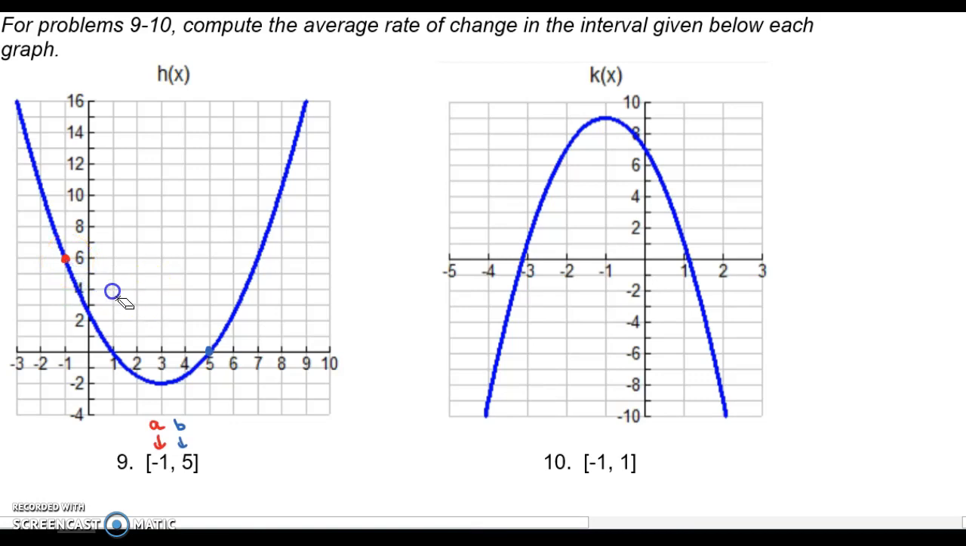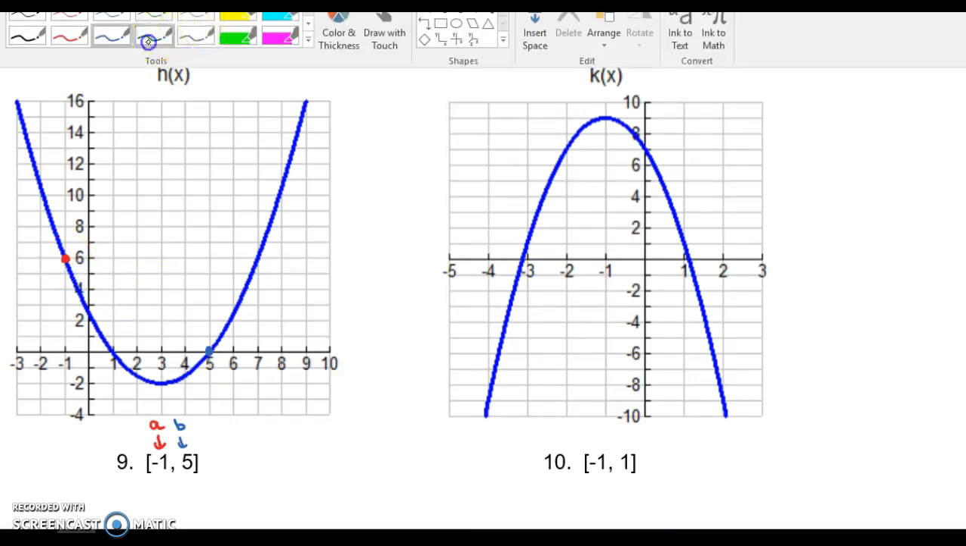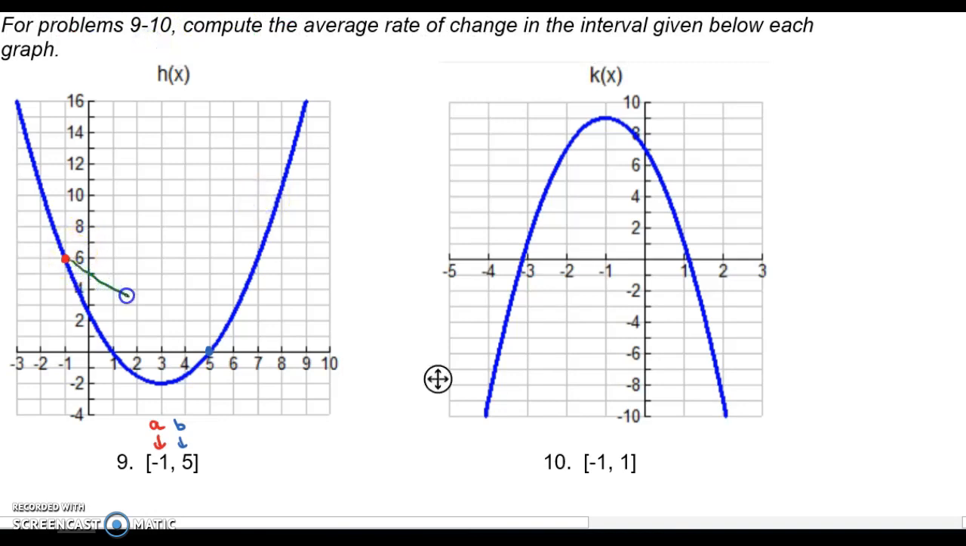So I can draw a line that connects those 2 points. I don't know why I didn't switch colors. Let's try that again. So grab a green line here. There we go. All right, pretty close to being a straight line. All right, so what we want to do then is figure out what's our vertical change. How much did we drop? So if we're going from 6 down to 0, so that's a minus 6.